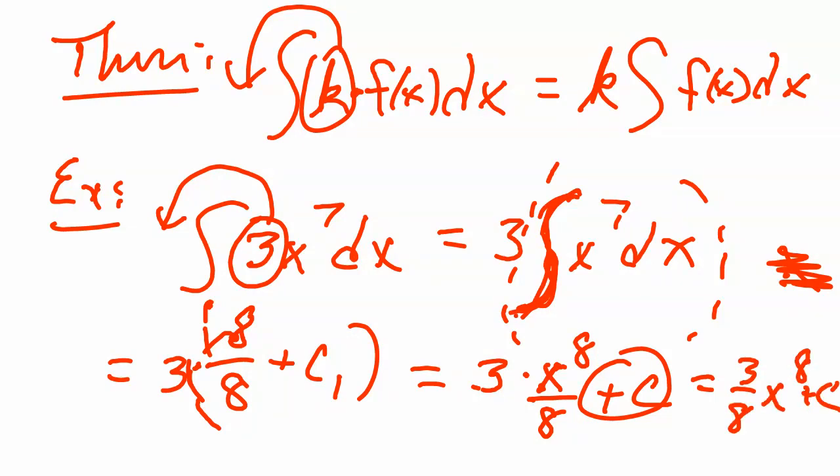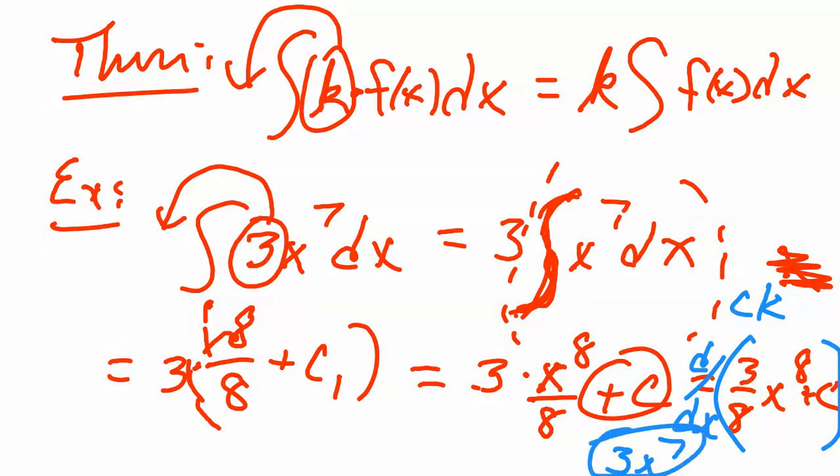And then if I want to check that, all I have to do is take the derivative of my answer for a check. And so 8 would cancel with this 8, and I'm left with 3x to the 7th, and then the derivative of a constant is 0. And that's what I had inside there. So the antiderivative of a constant times a function is a constant times the antiderivative of the function. That matches our derivative theorem that the derivative of a constant times a function is the constant times the derivative of the function. All right.